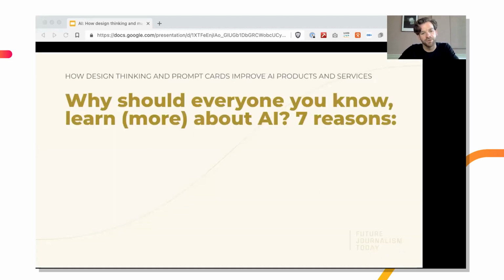Why should everyone you know learn more about AI? I have 7 reasons. But for now, I would like to ask you if you can put your reasons in the chat again. So why should everyone you know learn more about AI? I will state 7 and see if we have the same. You probably will have more to add. I'll just wait a few seconds. Give me some reasons in the chat. Why should everyone you know learn more about AI?